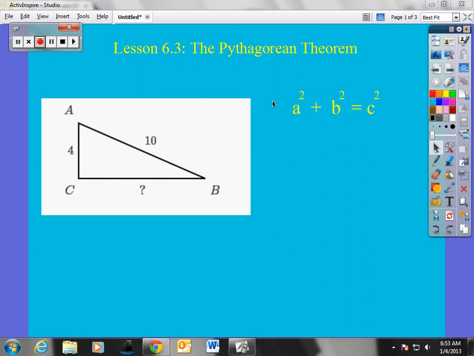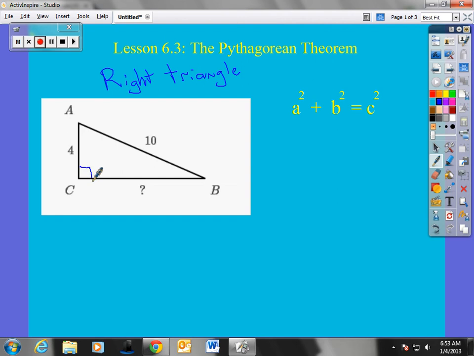Let's take a look. This is lesson 6.3, the Pythagorean Theorem. We talked today about this fancy little formula here: A squared plus B squared equals C squared. And remember, this only works with a right triangle. So the triangle must have a right angle in it in order for this to work. Now we will see some other examples of how you can also do this and make a right triangle. But I have my right angle right here.